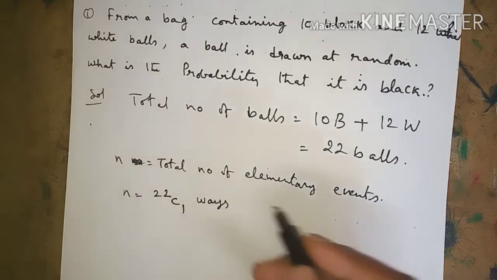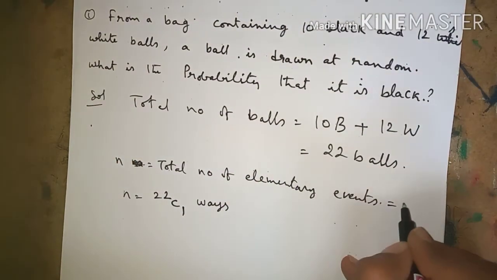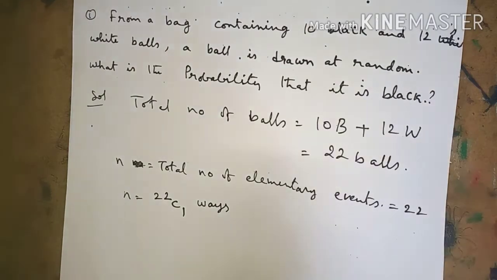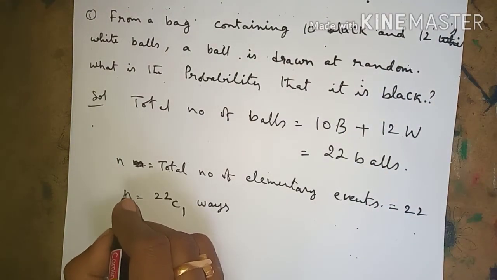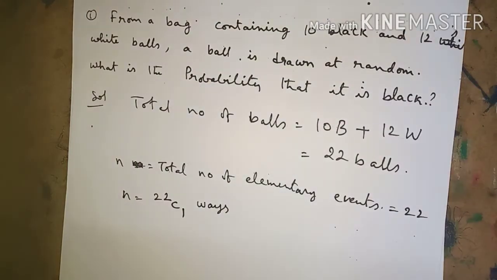How many total balls are there? 22 balls. N is equal to the total number of elementary events. What is our N? We have to draw one ball at random. In how many ways can we choose one ball? N is equal to 22C1 ways. Now, the denominator N is over.